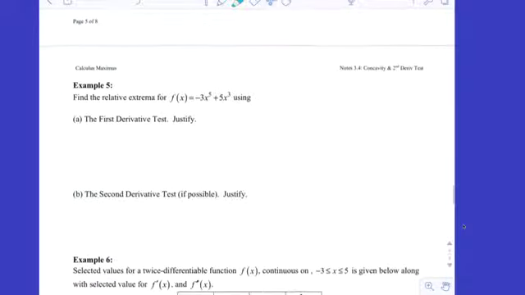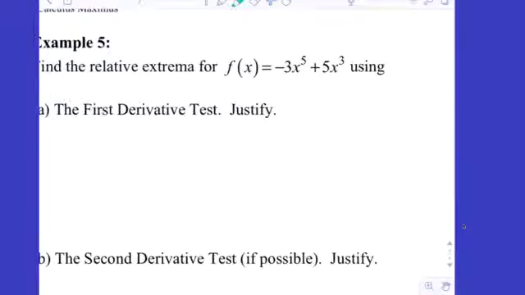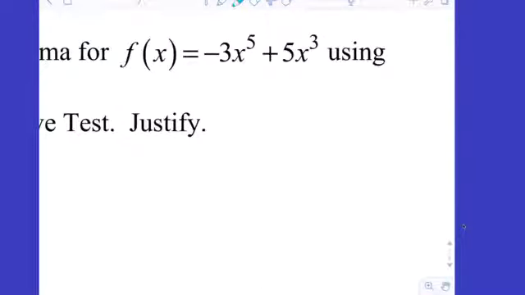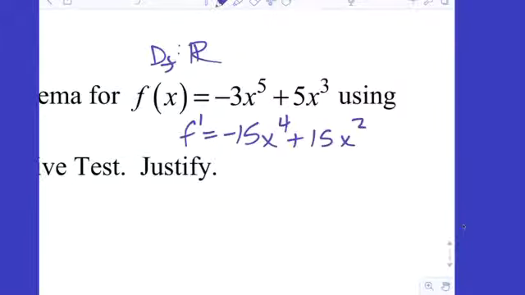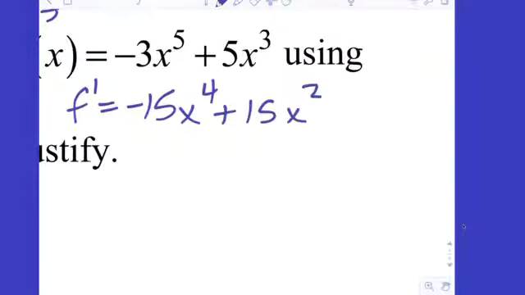Let's try it out. Example 5. Find the relative extrema for this fifth degree polynomial. Okay, that seems pretty fun. The domain of this function is all real numbers. We need the critical values first. That's the first derivative, so we get negative 15x to the fourth plus 15x squared. That's never undefined because it's a polynomial.